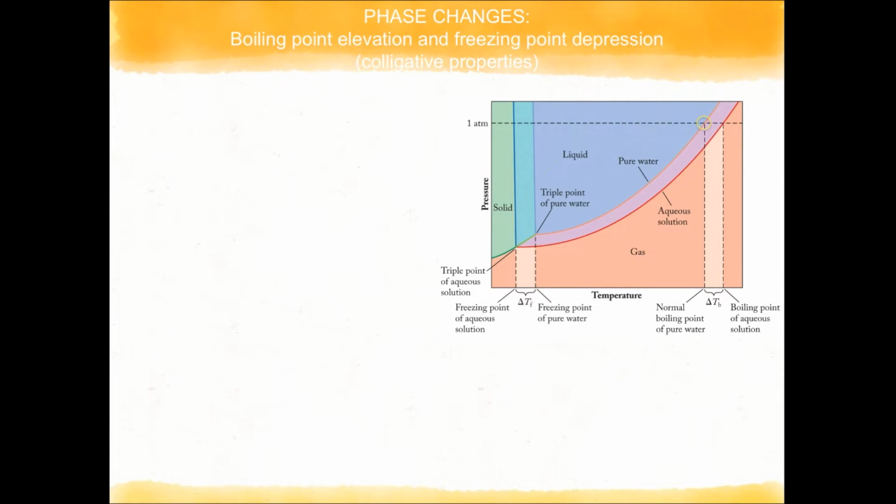This also is a good segue into understanding phase changes for water, and specifically two colligative properties that are related: boiling point elevation and freezing point depression. Again, these are colligative properties. They have to do with the total number of moles. So let's look at pure water first.